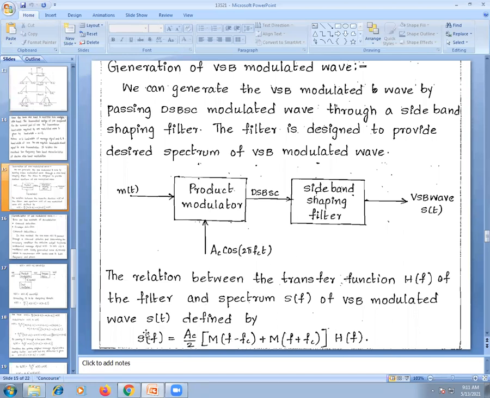What is the output? S of t is the output, S of f, not t. S of f is our output, and the input is the DSB signal. The DSB signal is equal to M of f minus fc plus M of f plus fc. Now the output is equal to the transfer function times the input. H of f is the transfer function. This is the input, the DSB signal.